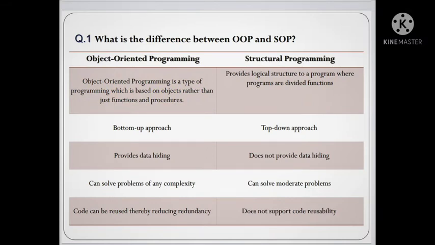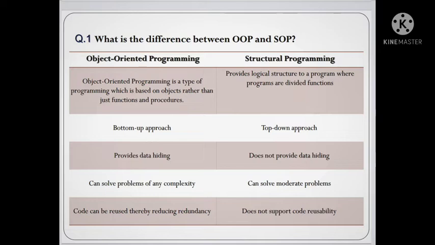Question number 1. What is the difference between OOP and SOP? OOP, Object Oriented Programming, is a type of programming which is based on objects rather than just functions and procedures. SOP, Structural Programming, provides logical structure to a program where programs are divided into functions.